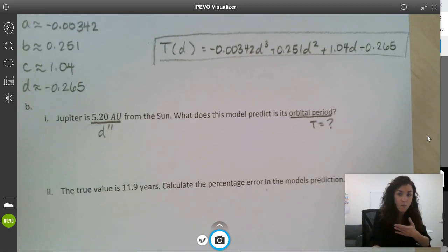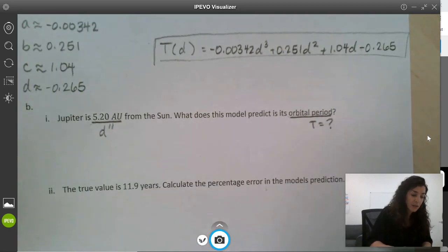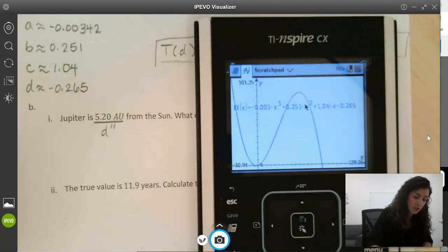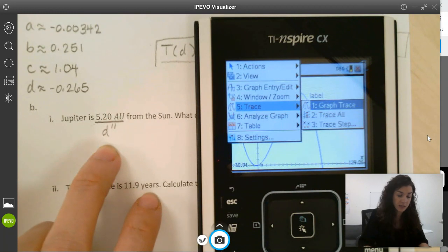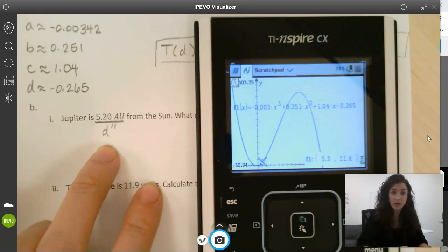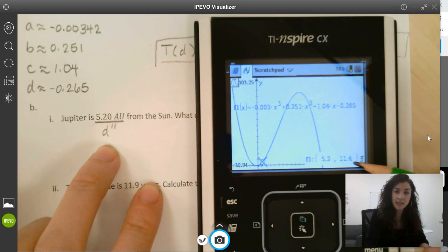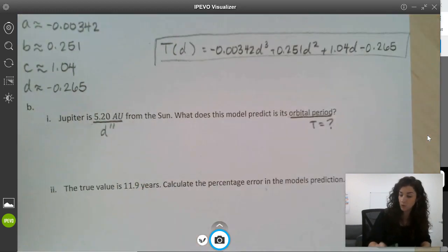So this is where I'm writing down all of my work. So I'm going to plug that in for D. In other words, I'm going to find out what y is when x is equal to this. So this is super easy. We just trace it and we do 5.20, enter, and it tells us the answer is 11.4.